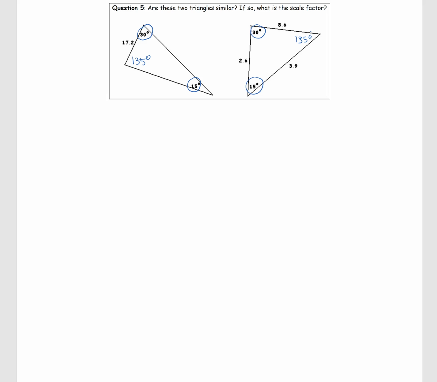This means that they're similar, so to answer our question: yes, the two triangles are similar. We found that out by the angle-angle rule.